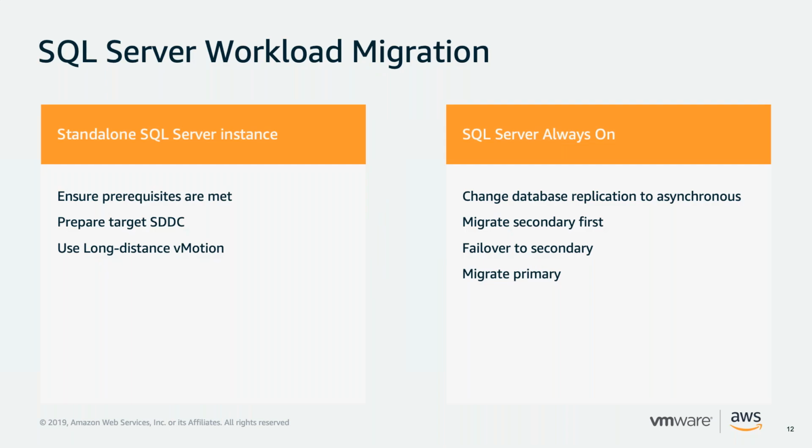When migrating the workload, you have to consider whether it's a standalone instance of SQL or is it a cluster. If it's a standalone migration, then as long as all the prerequisites that we just discussed in planning for the migration have been met, and you've prepared the target SDDC for the migration, then it's a simple vMotion that can be used to migrate the application across to VMware Cloud on AWS.